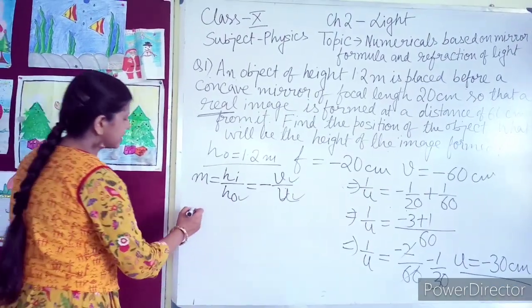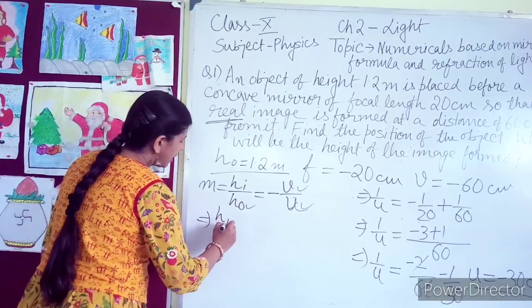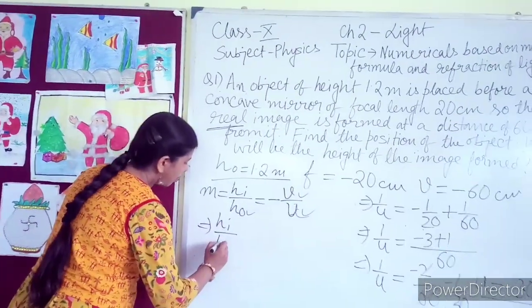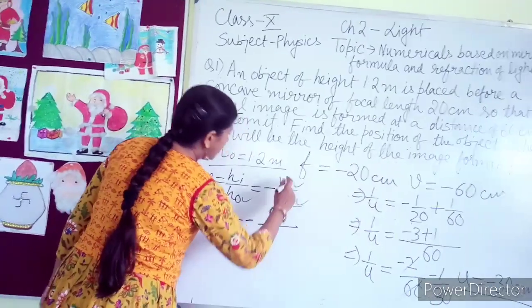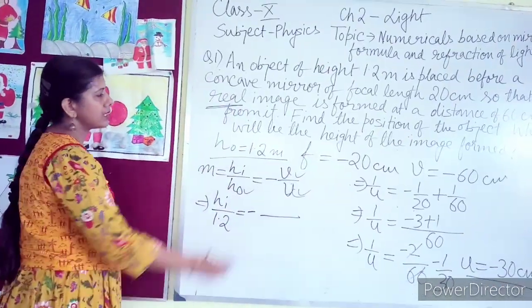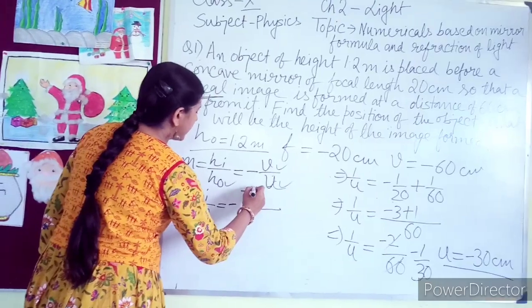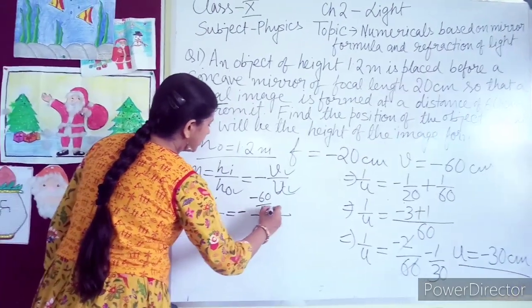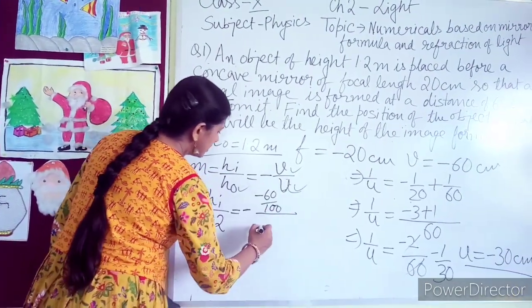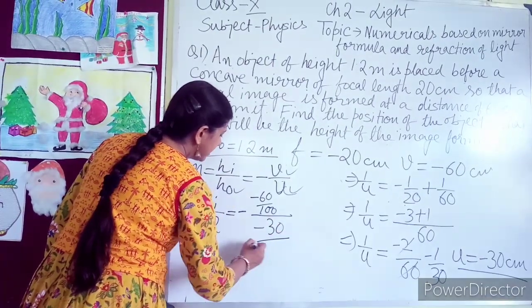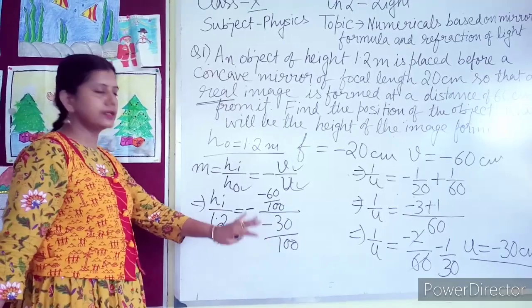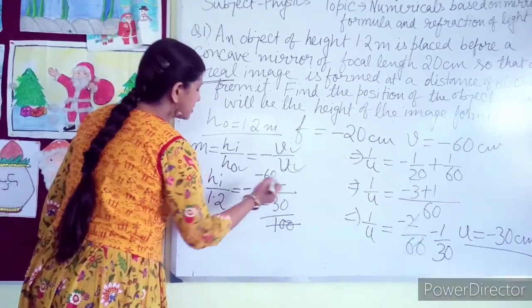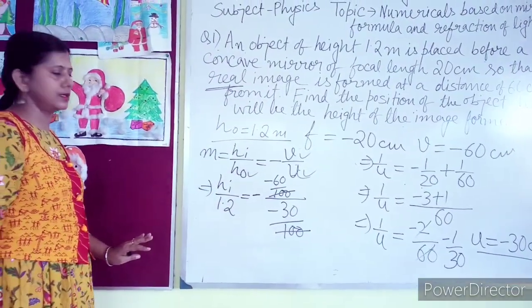Both the 100 will cancel. So I can write that HI by 1.2 equal to minus, what was my V? V was 60. So minus 60 by 100, and this one is minus 30 by 100. I have converted the unit centimeter into meter. These hundreds are of no use. I can cancel this.